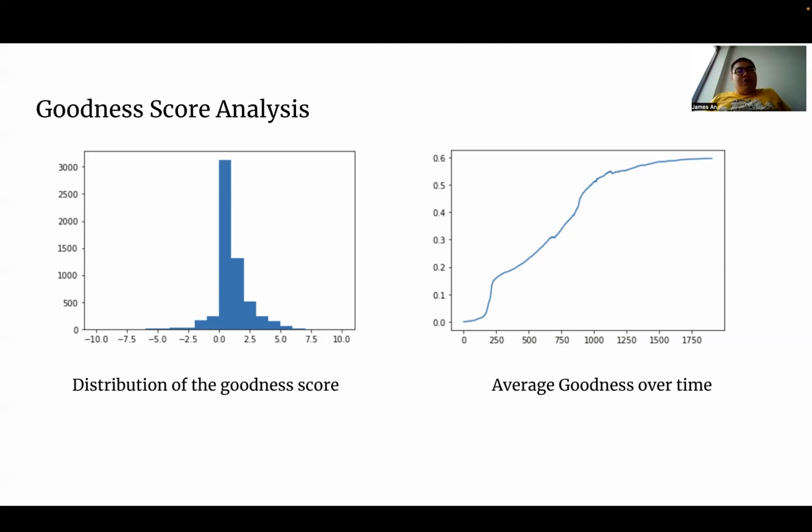Furthermore, looking at the average goodness over time, as you can clearly see, the average goodness tends to stabilize, and this leads to a very stable network at around 0.5 to 0.6. This also makes sense as we believe the average user tends to be good.